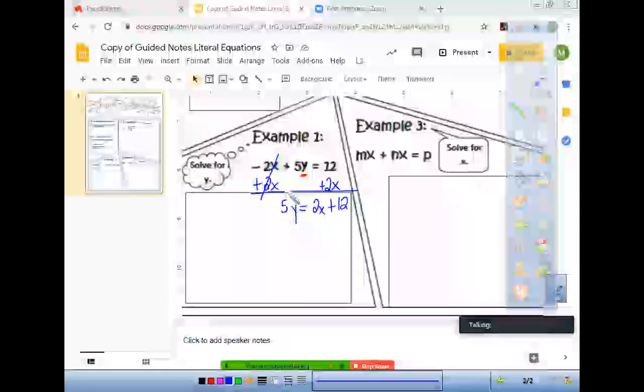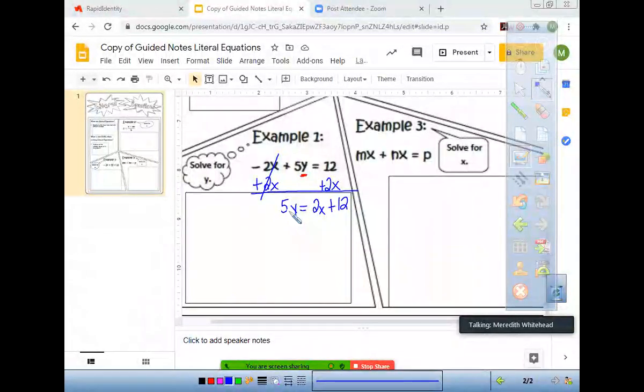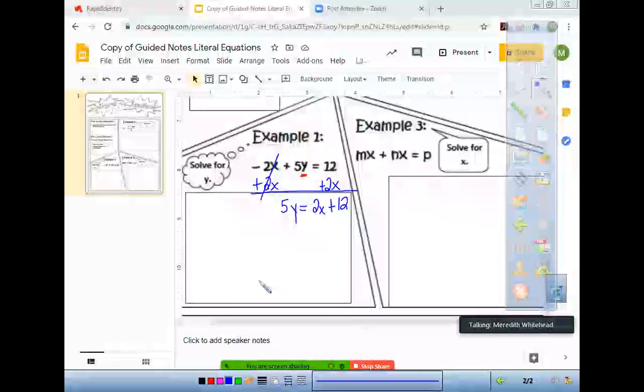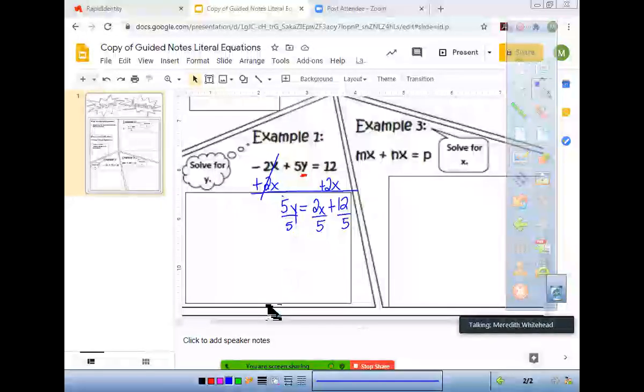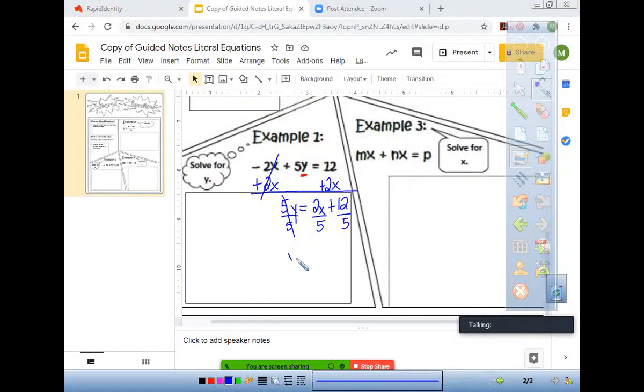So this is 5 times y. How do you get rid of the 5? Got to do the opposite. What's the opposite of multiplication? Division. So I'm going to divide everything by 5. So I divide the 5y by 5, that cancels out. Bring down my y.